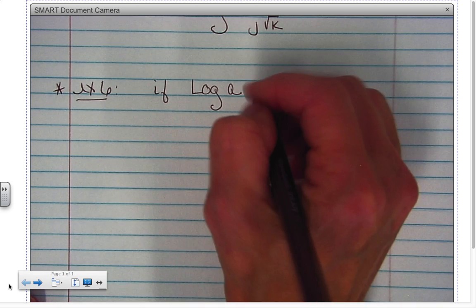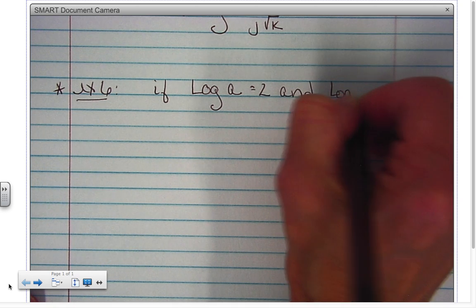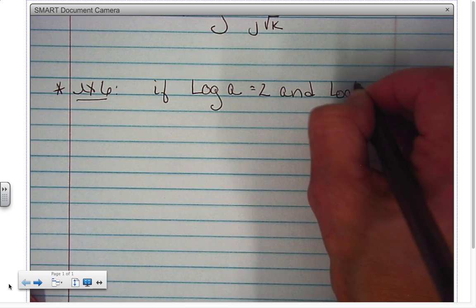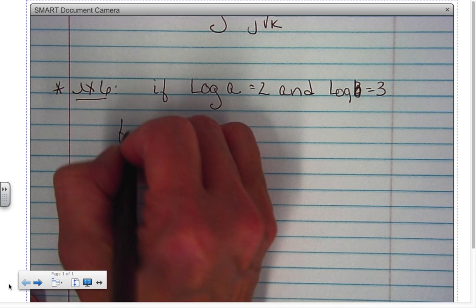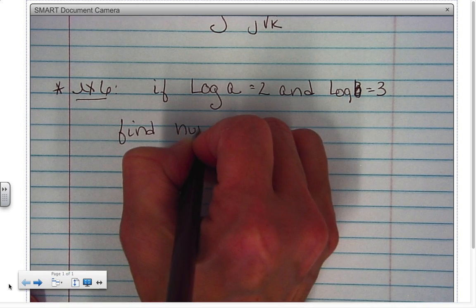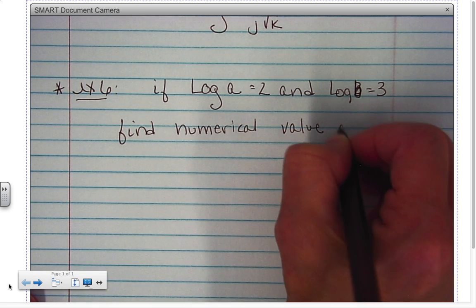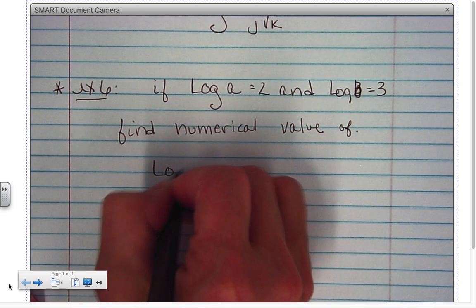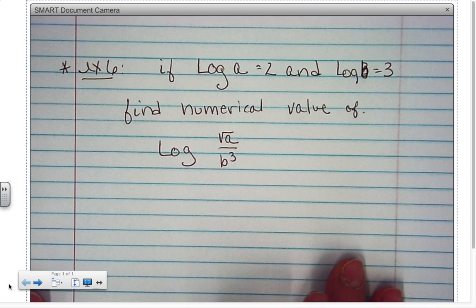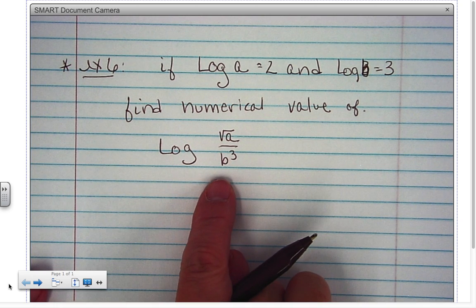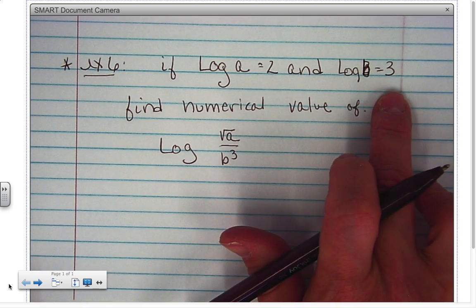Also something they often do on the Regents, of course, right? If log a equals 2, and log b equals 3, find the value. It might say find the numerical value of log radical a over b cubed. So basically I want to do the same thing. I want to expand this apart into a sum or difference of logs, and I don't want to do these substitutions till I'm all finished.